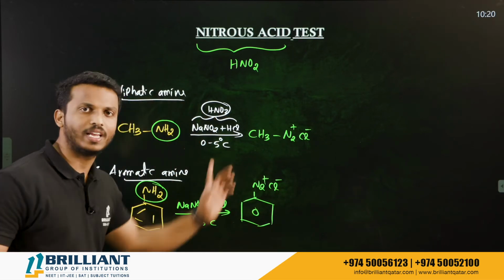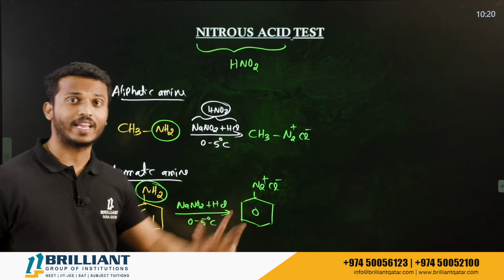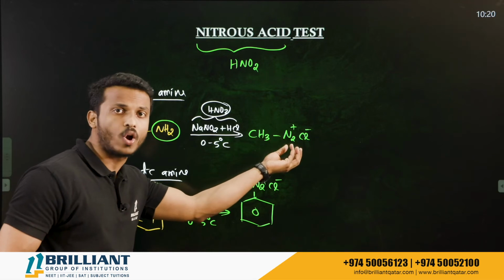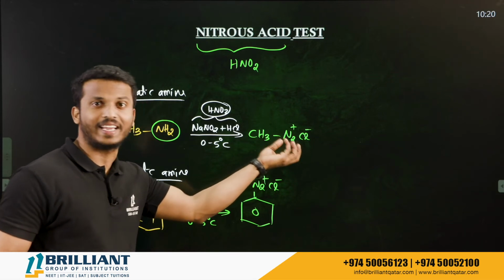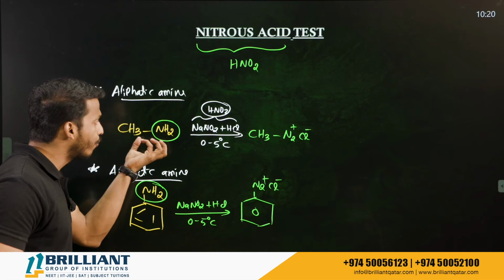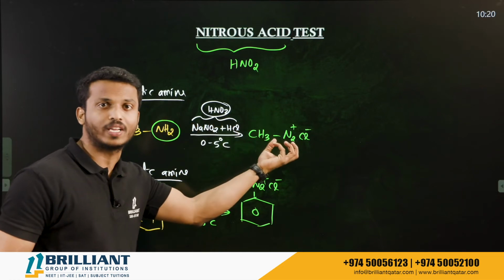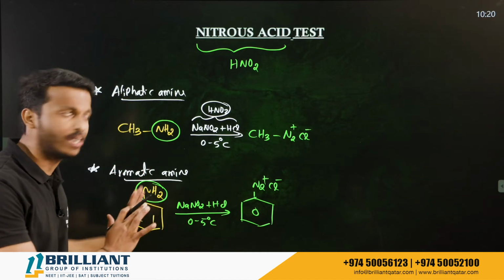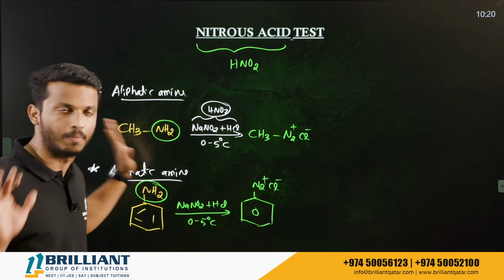You know, this reaction is called the diazotization reaction. Conversion of an amine into its diazonium salt, where diazo indicates nitrogen. Conversion of an amine into diazonium salt is called what? Diazotization reaction. Okay, diazotization done. That is the reaction with HNO2 completed.